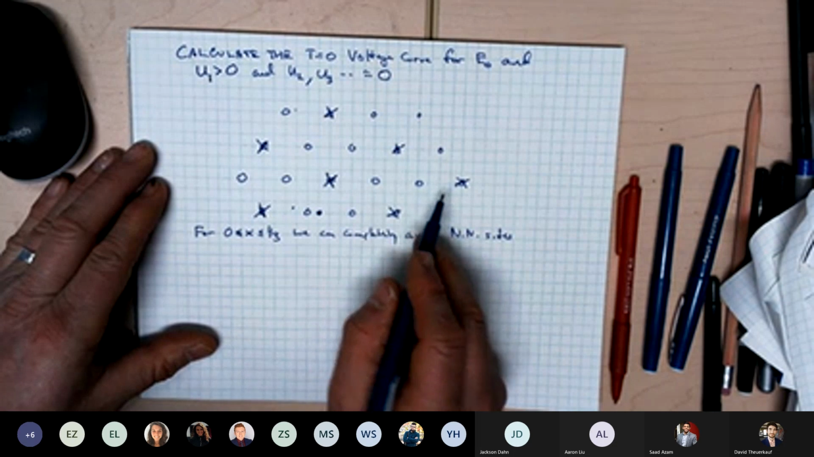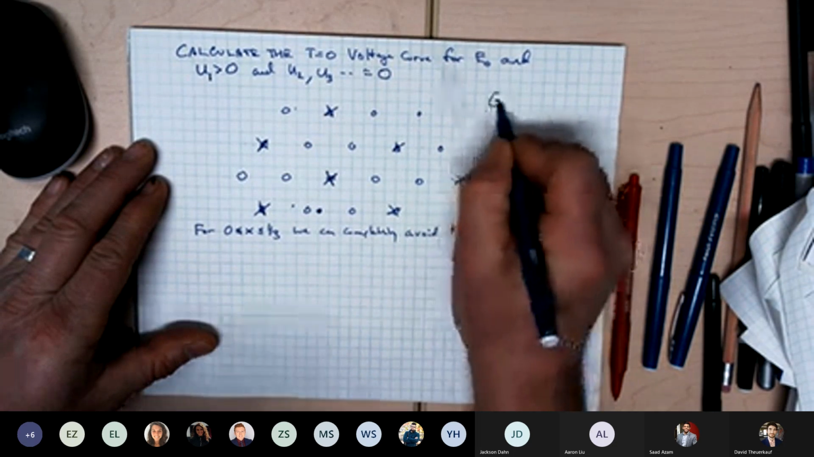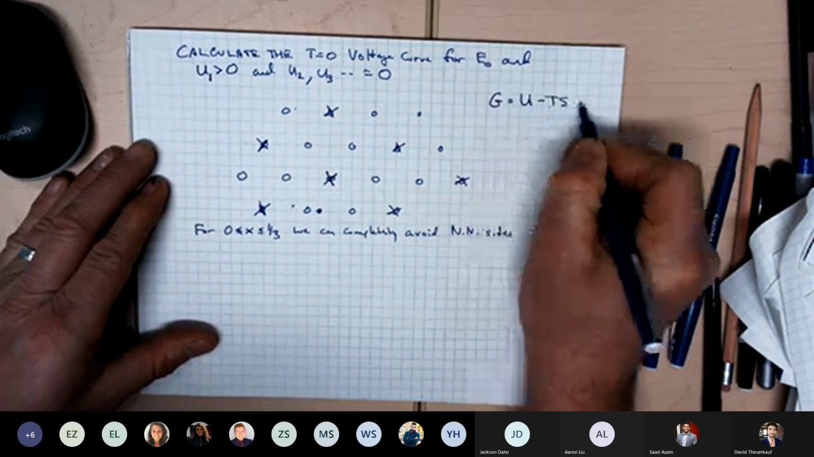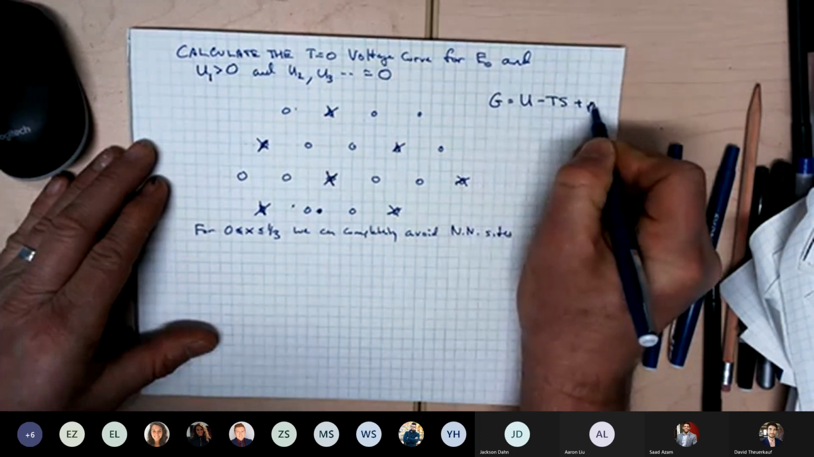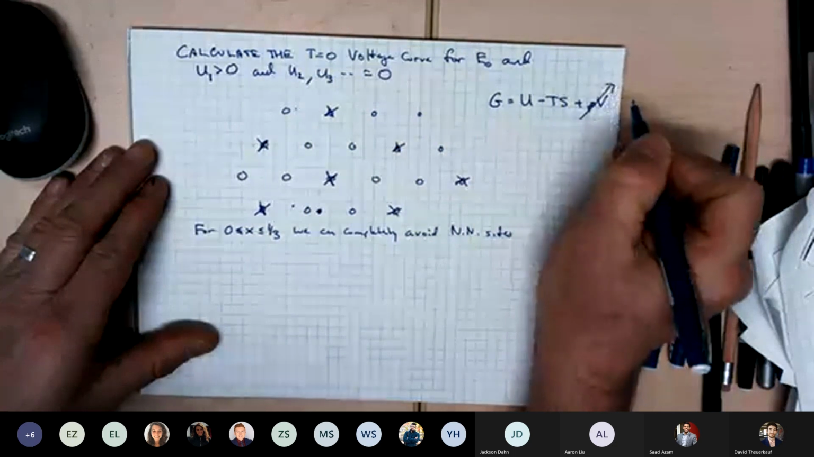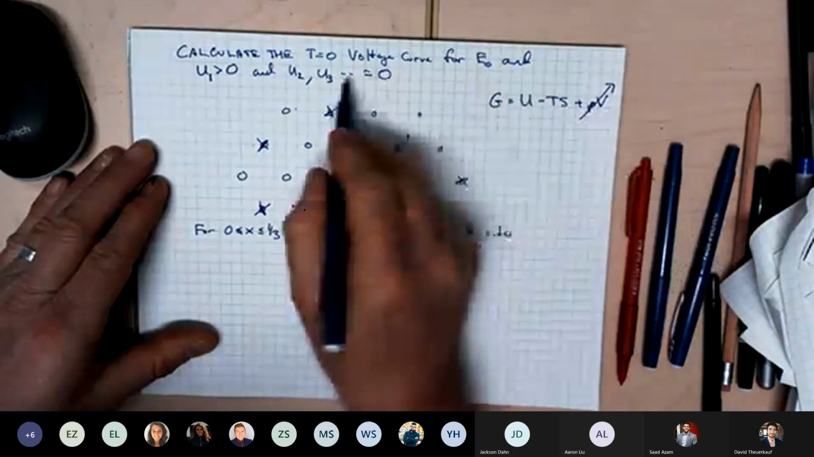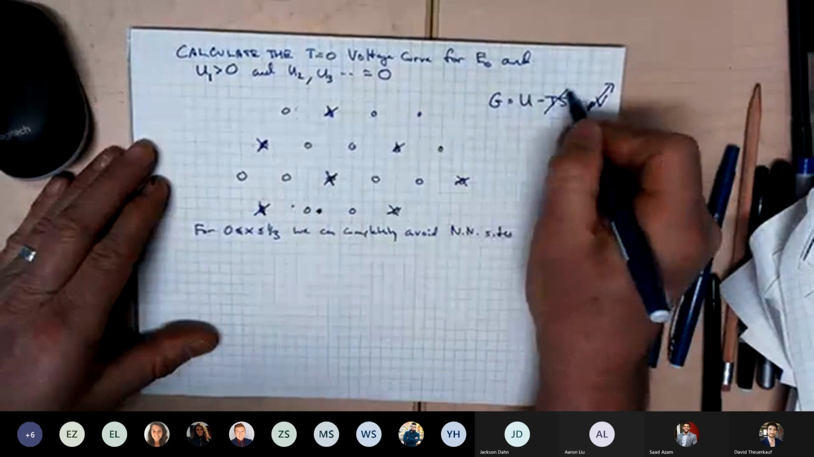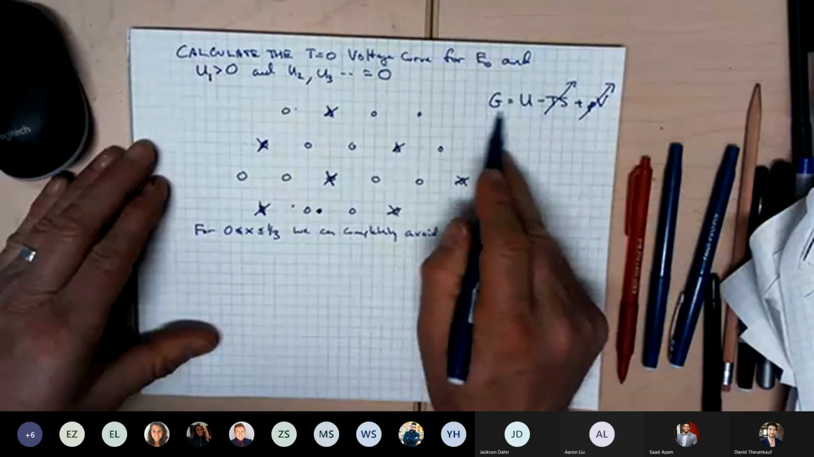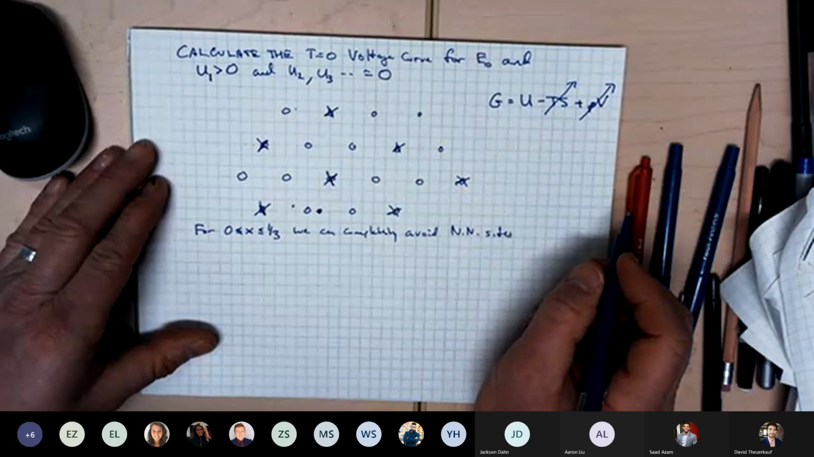And we can write down an expression for the internal energy or the free energy. So remember that G equals U minus TS plus the pressure times the volume. We neglect that term because it's small, and we're doing it for T equals 0, so this term goes away. So the internal energy and the free energy are the same in this case.